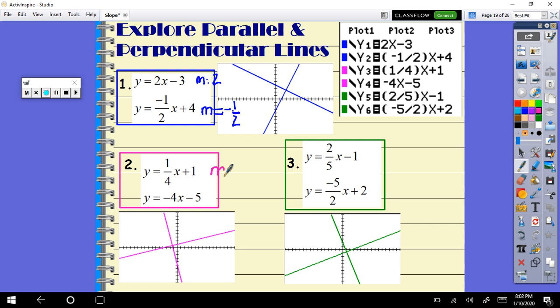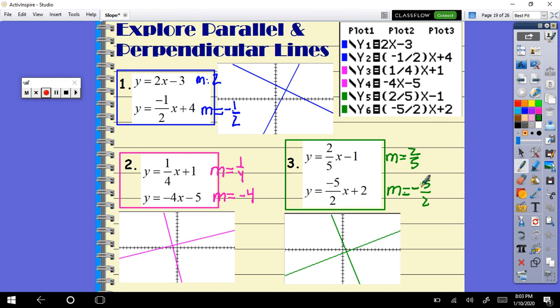If I look at the slope of my first pink line, it's 1/4. The slope of my second pink line is -4. Well, the pink lines also turned out to be perpendicular when I graphed them on the graphing calculator. And the green lines had slopes of 2/5 and -5/2.